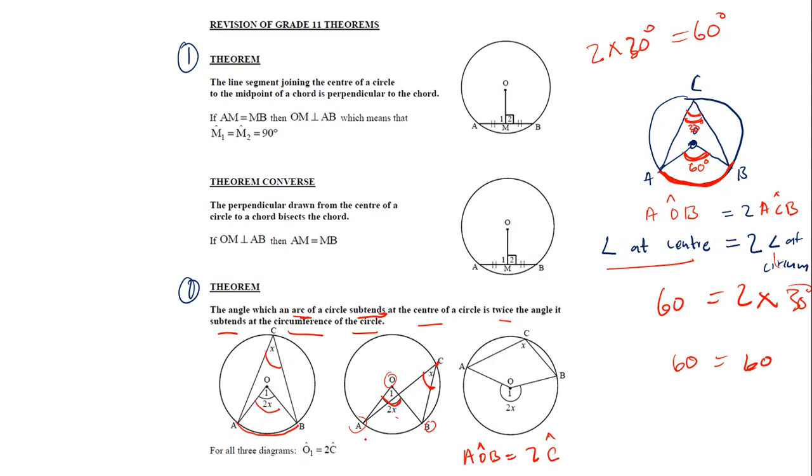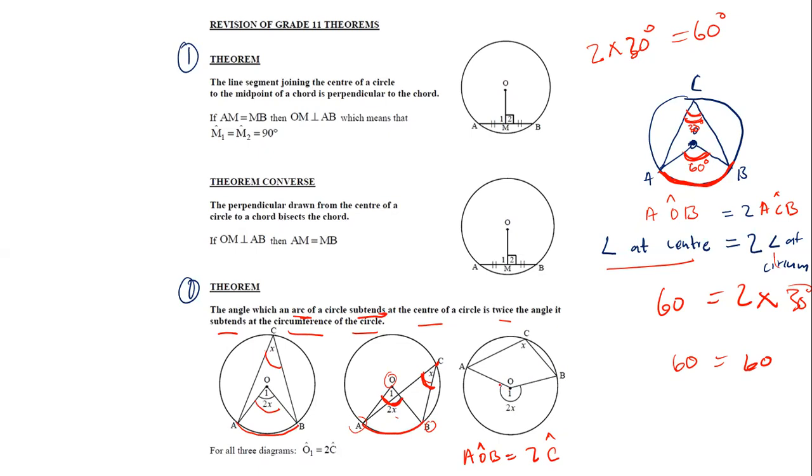Look at this diagram again. We have arc AB once more. It subtends this angle at the center. It also faces the angle at the circumference over there.